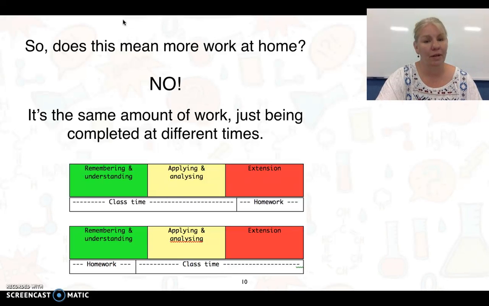So does it mean more work at home? Absolutely not. It's the same amount of work, it's just being completed at different times. So if you look at the two tables here, the top one is the traditional classroom, where in class time you can see that you're remembering and understanding and then start applying and analysing, and then your extension, more harder questions are for home. In a flipped classroom, you'll see that the boxes of time are exactly the same. For home, you will go home and remember and understand, take notes, and then in class time we will have time to analyse and apply and then work on further questions.